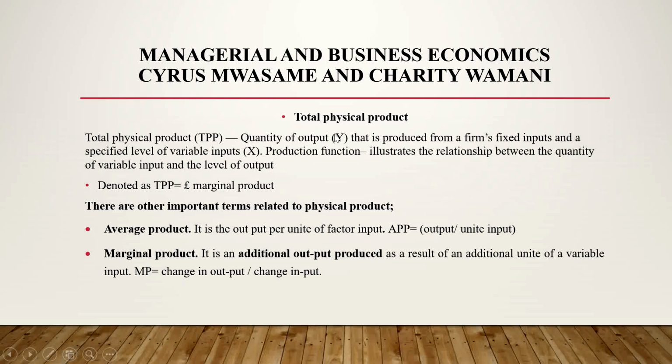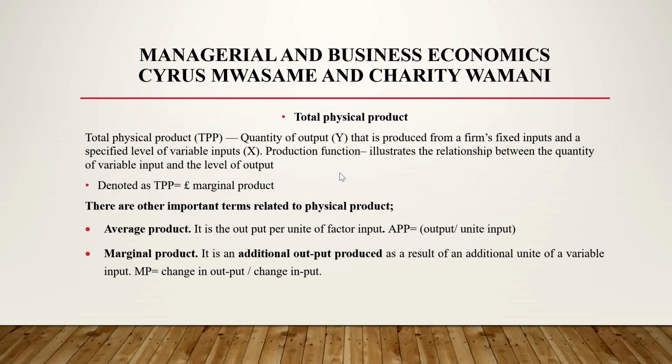Our concept number one is total physical product, and we are saying it's the output that is produced from the farmer's fixed inputs and a specified level of variable inputs. So the concept looks at only two things. It looks at the output vis-a-vis the inputs in terms of factors of production, specifically fixed inputs and variable inputs.